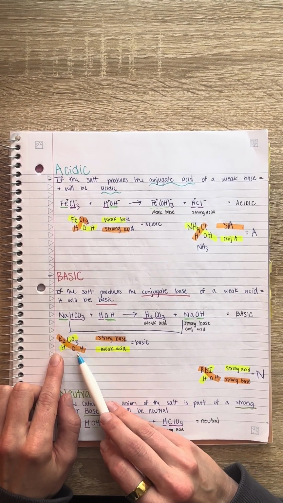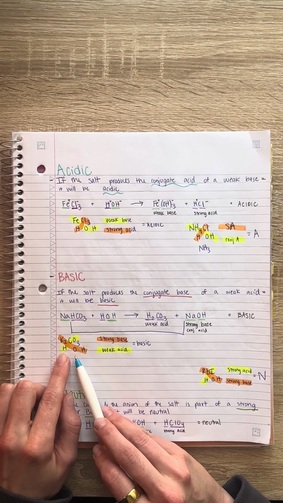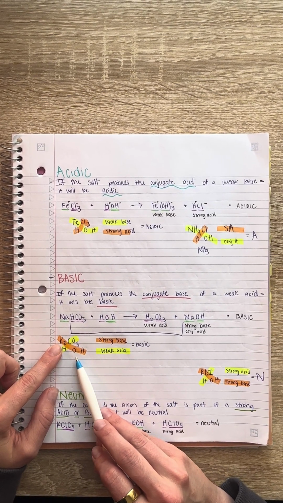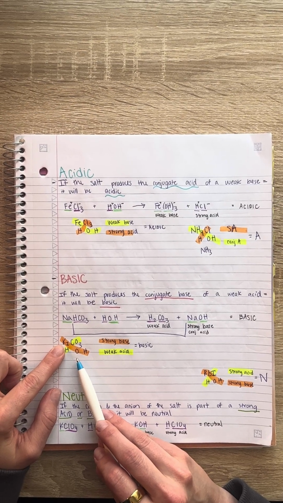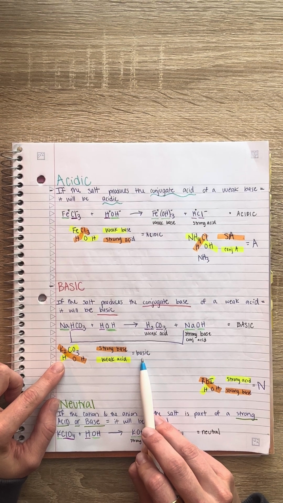We do the X method again. I've got different products and reactants down here. So K2CO3 reacting with water, X them. KOH, that's going to be a strong base. HCO3 is a weak acid, so this is basic.